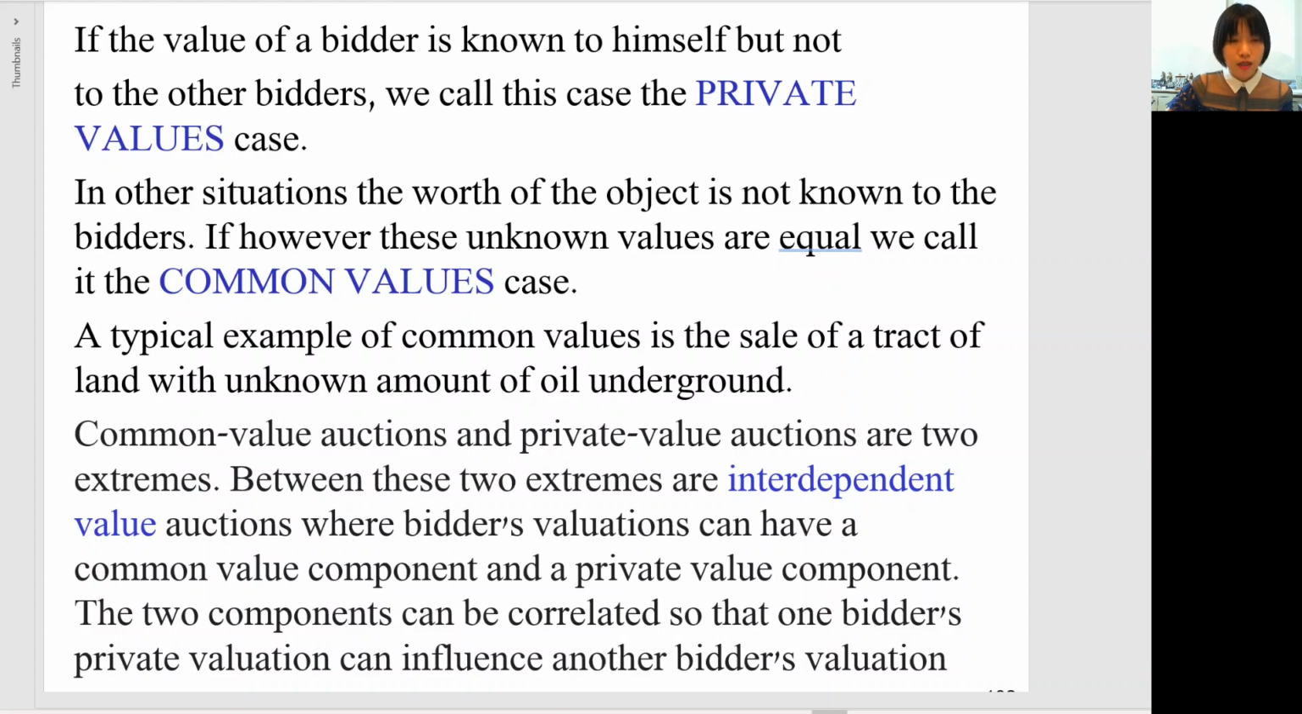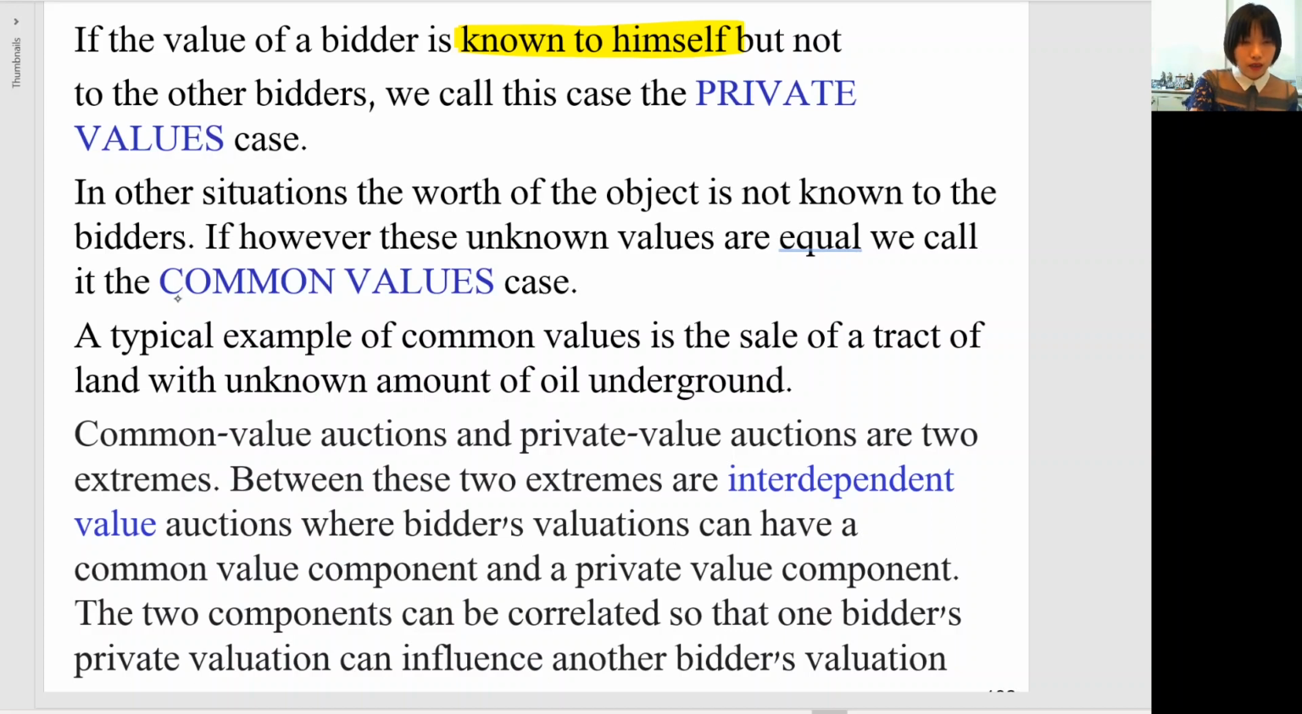And here we have several types of values. If the value of the bidder is known to himself, not to other bidders, we call it private value case. So the value of this object is my own private information.